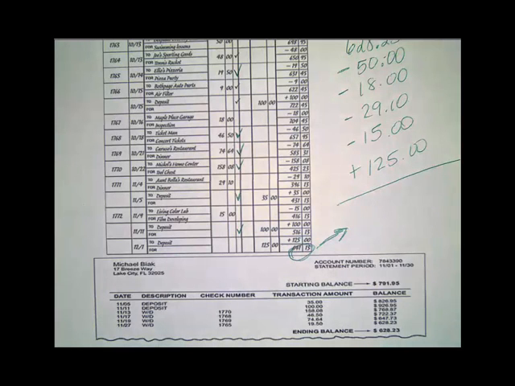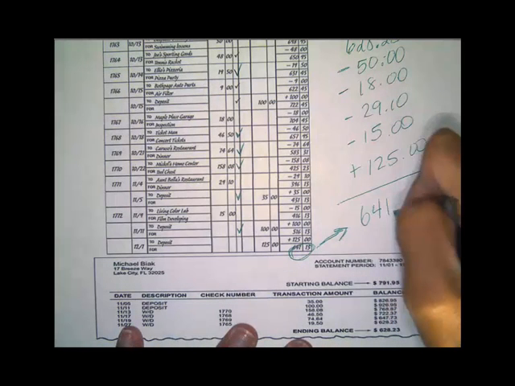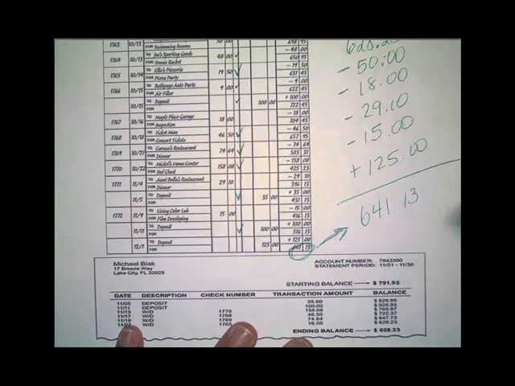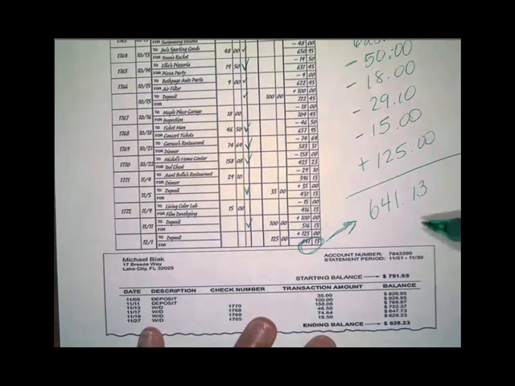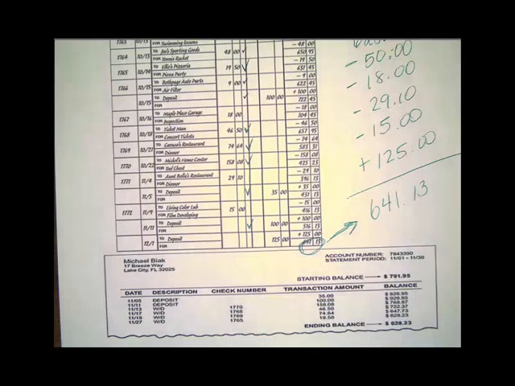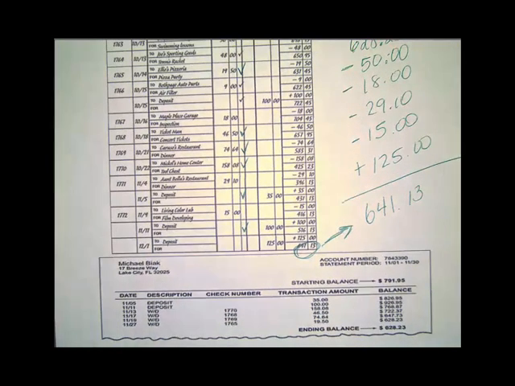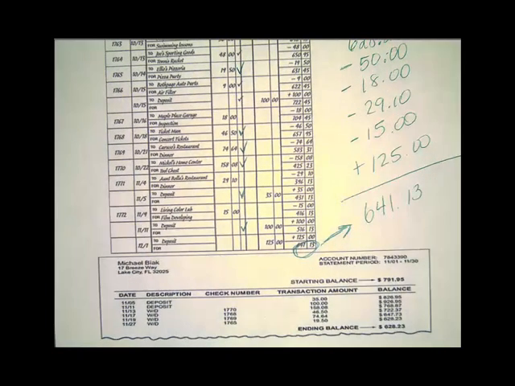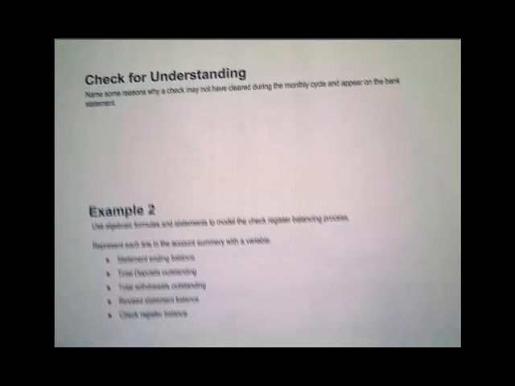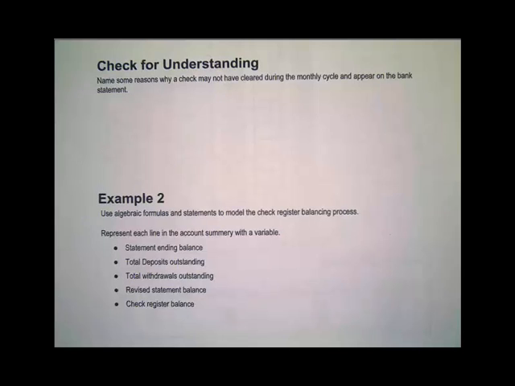Make sure they match. And you should have gotten $641.13. So they match. So it has been reconciled. It's all good. Okay. All right, move on to the next one, which is the check for understanding. So go ahead and read that. And then let's talk about some ideas you had. So jot down some of your ideas, and then we will talk about them.